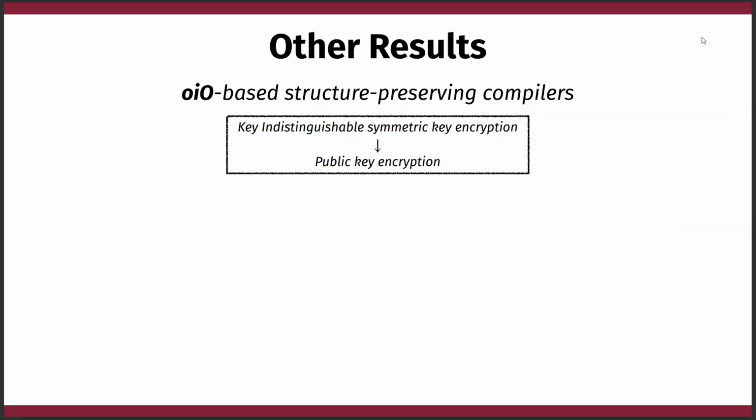In the paper, we have some other results that we're going to go over very briefly. Regarding Oracle.io, we can show that we can go from symmetric key encryption to public key encryption. But now the original symmetric key scheme needs to be key indistinguishable, so you cannot distinguish under which key you encrypt a ciphertext.